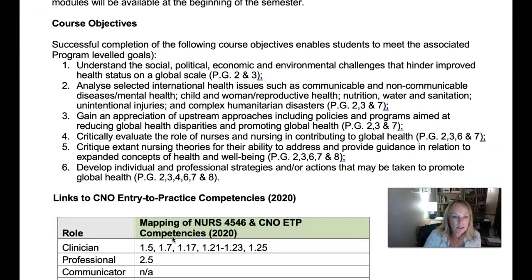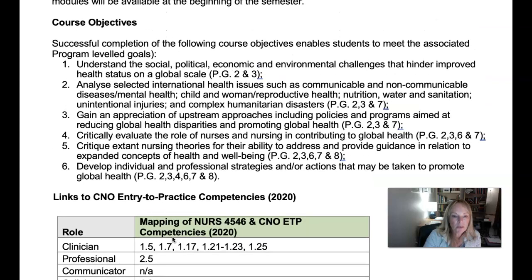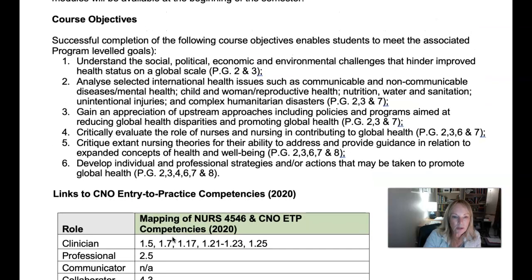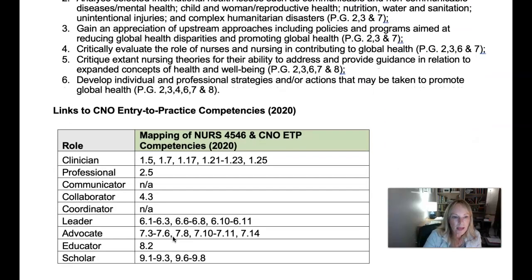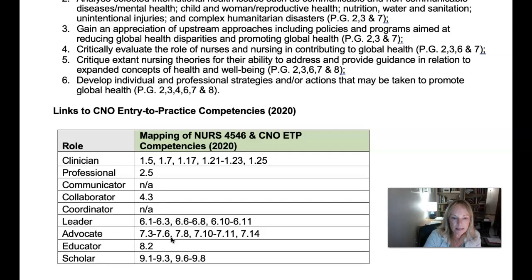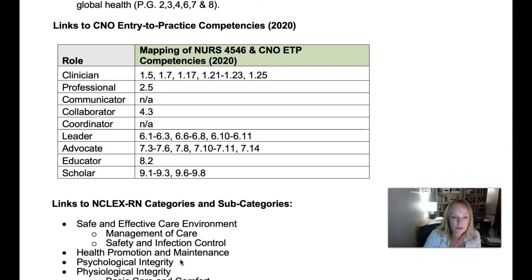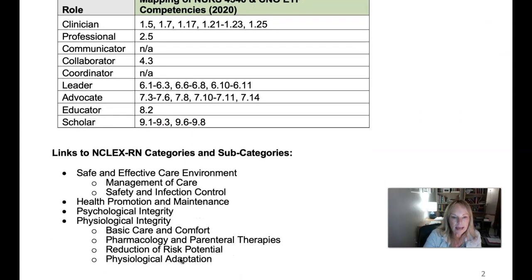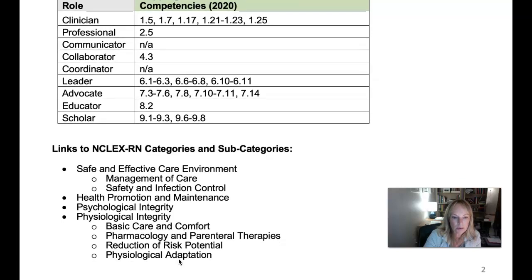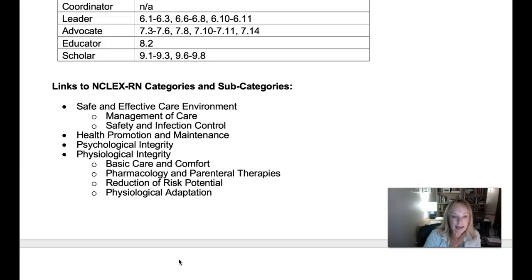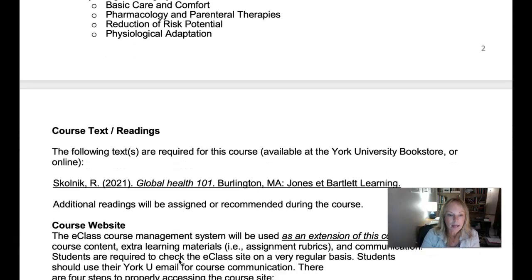So here are the course objectives. We will review the course objectives in the pre-learning module, and I actually ask you to rate the course objectives so I have an idea of where your interest is. These are the links to the C&O entry to practice competencies. So these competencies are met in this course. And then what areas of the NCLEX are related to this course. So those are those NCLEX categories and subcategories.